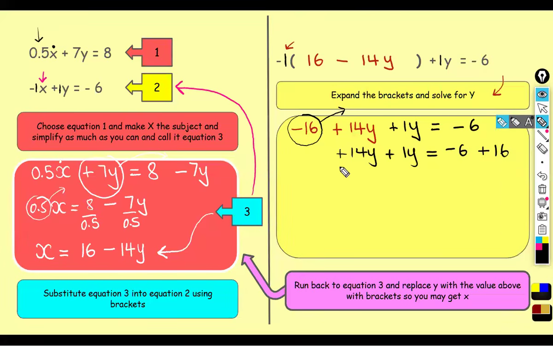I'm going to give you a little jump start here. Simplify this and simplify this. And you should be able to get the value of y. And once you get the value of y, run back to equation 3, your most important equation, and finally solve for x. Take it from there.